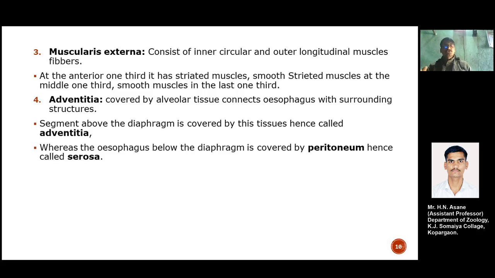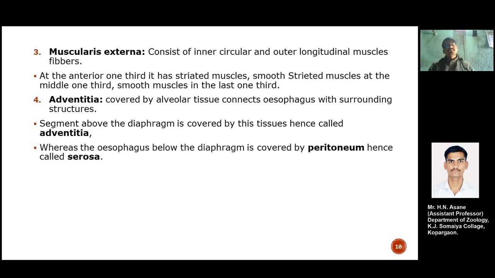These alveolar tissues are forming the connective tissue materials over there, and they are going to attach this adventitia layer, that serosa layer, to the surrounding structures of the abdominal cavity or hollow passage. So the segments above the diaphragm, as I said, are covered by these tissues. Which tissues? These alveolar tissues, and hence it is called the adventitia layer. So the name coined is adventitia.